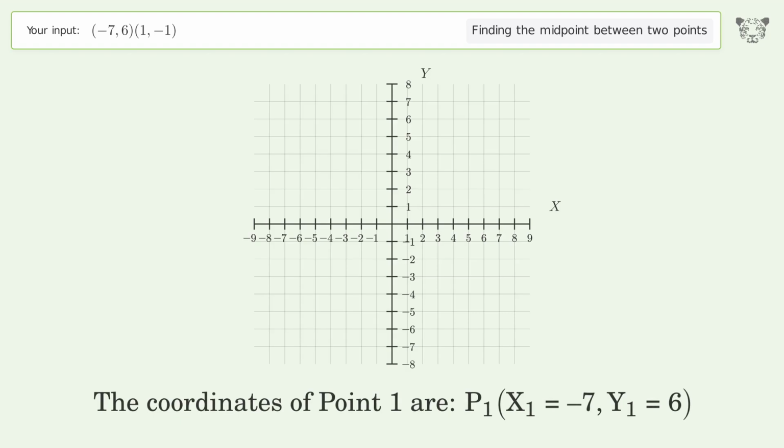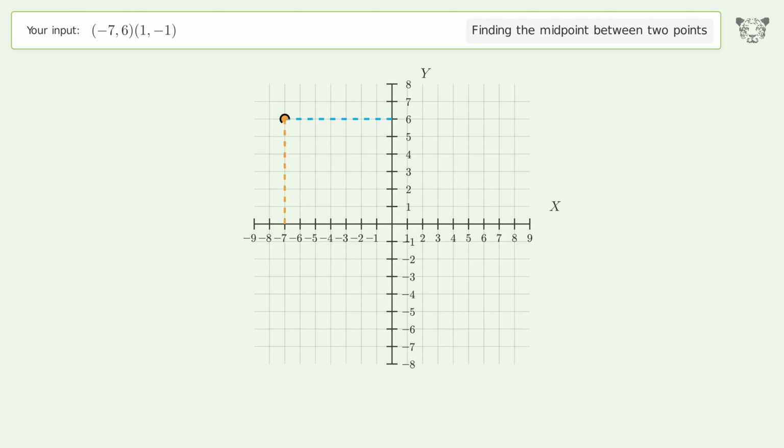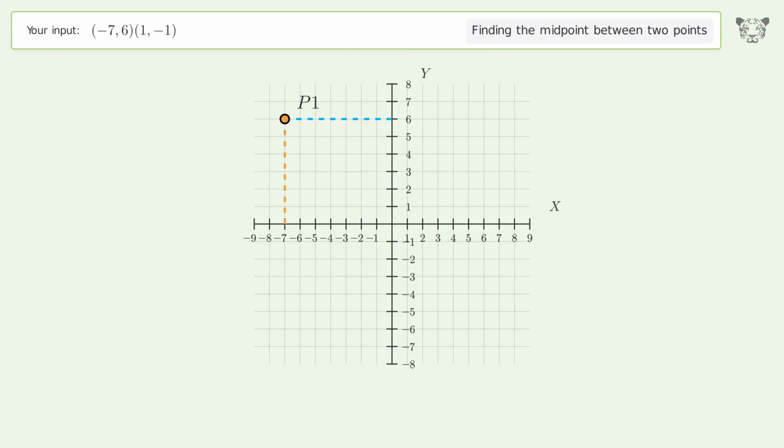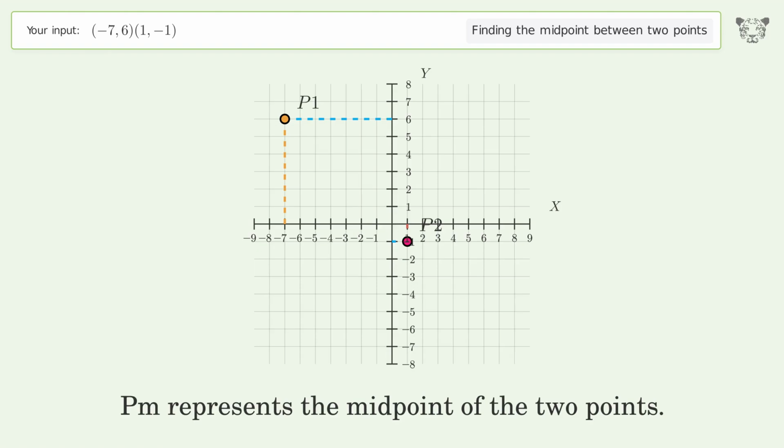The coordinates of point 1 are, x1 equals -7, y1 equals 6. The coordinates of point 2 are, x2 equals 1, y2 equals -1. PM represents the midpoint of the 2 points.